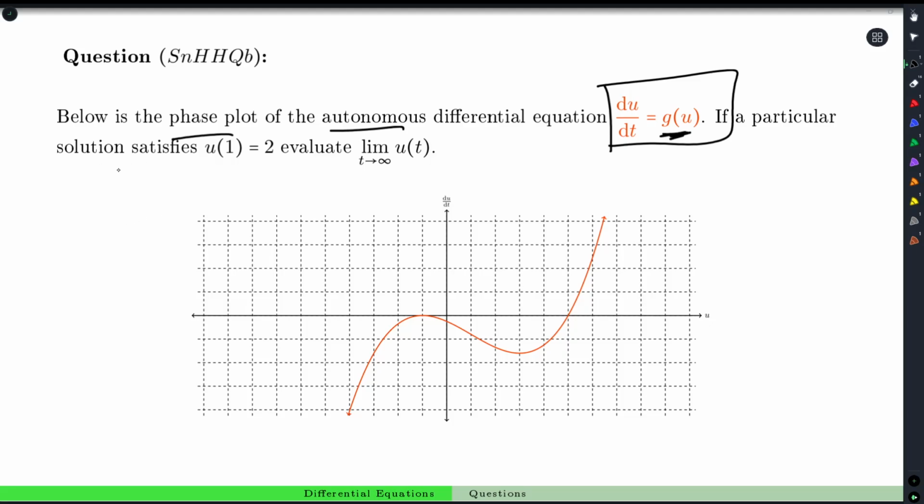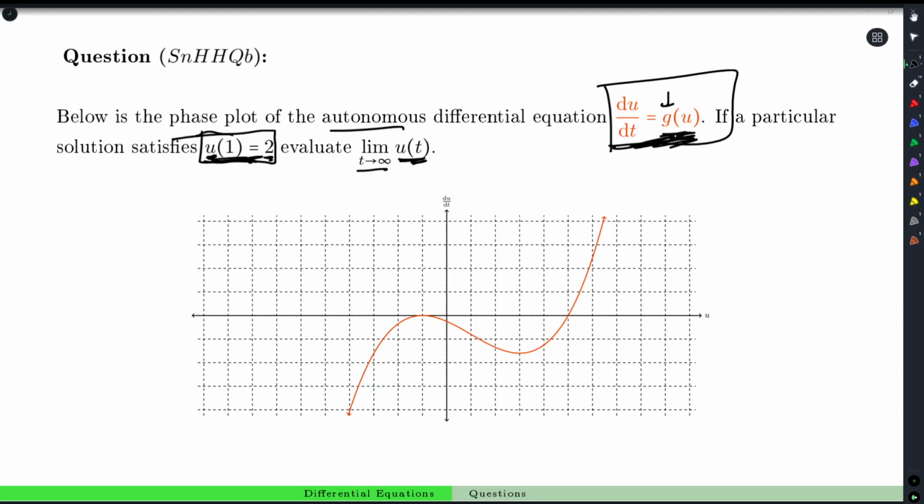Of course, differential equations have infinitely many solutions, but a particular solution satisfies this initial condition: when t is 1, the output of our solution u is 2. We want to know the long-term behavior of this u of t solution. It's like we've solved this DE. Of course, we can't without knowing what g is, but it's like we got a particular solution, and we want to know its long-term behavior.